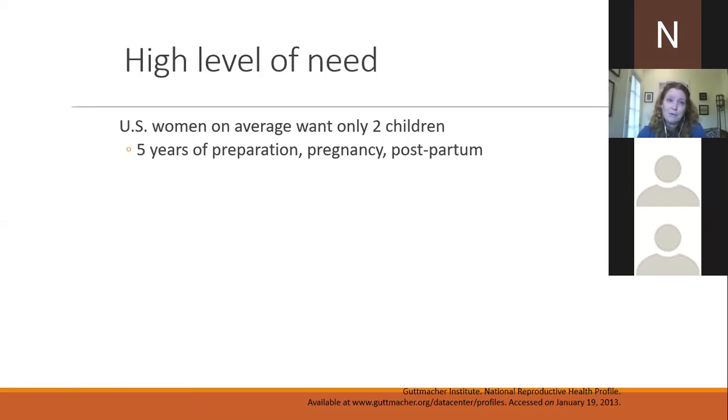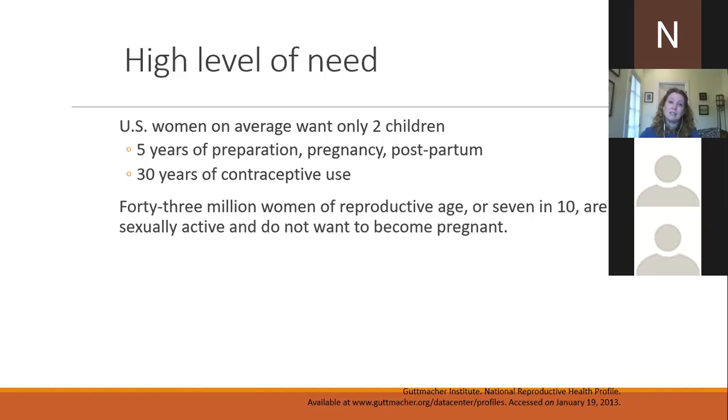There's a high level of need for birth control. On average in the United States, people want 2 children. Conceiving and giving birth to 2 children is going to take about 5 years, including preparation, pregnancy, and postpartum. That leaves about 30 years of reproductive life during which somebody is going to need to use a birth control method. So we really want something that somebody feels comfortable with, that is easy, and that has all of the characteristics they're looking for. There are 43 million women of reproductive age, and 7 in 10 are sexually active and don't want to become pregnant.